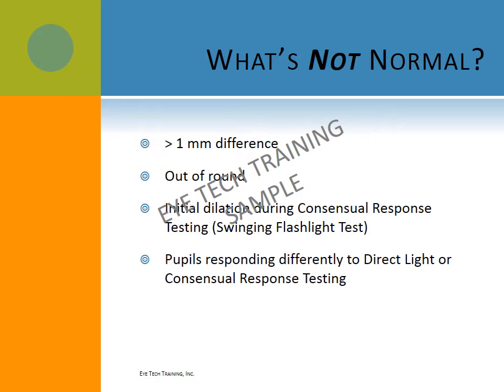This is a salient point. Pupil assessment is a comparative test. You're comparing the relative strengths of signals in one eye versus the other. Therefore, if everything is normal in both eyes, you're going to see the exact same thing in both eyes. So you're looking for symmetry when you check pupils. If you see anything that is not symmetrical, that's a red flag.